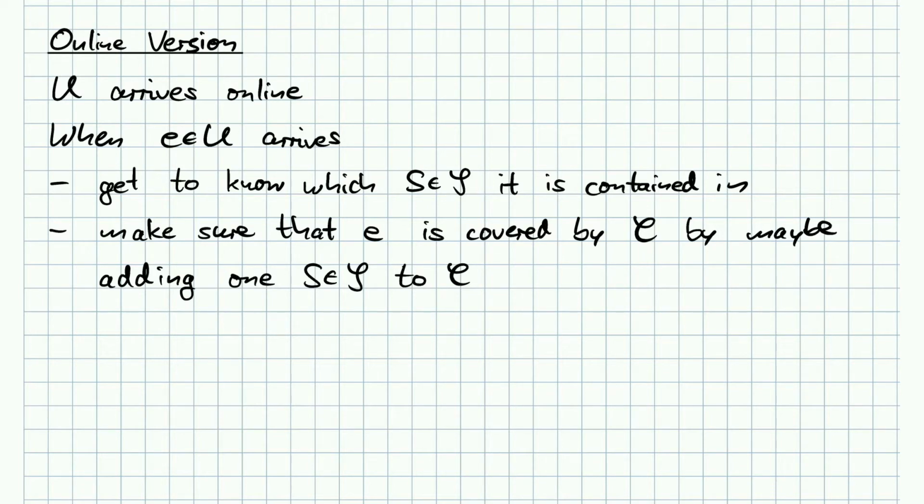Have we seen such a problem before? Yes, we have. Namely, we've already seen the ski rental problem. And this is indeed a special case of this set cover problem, of this online set cover problem. How so? Let's see this.